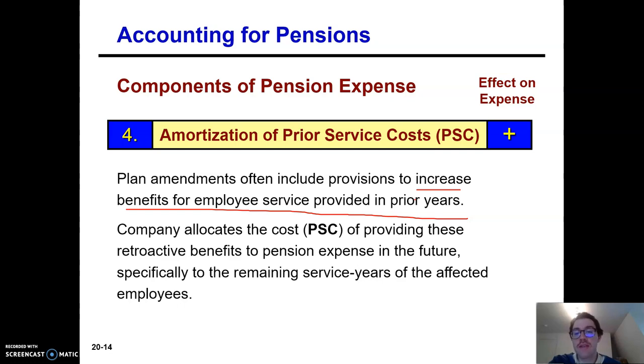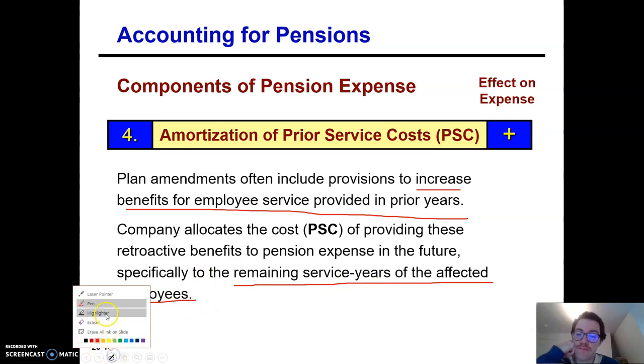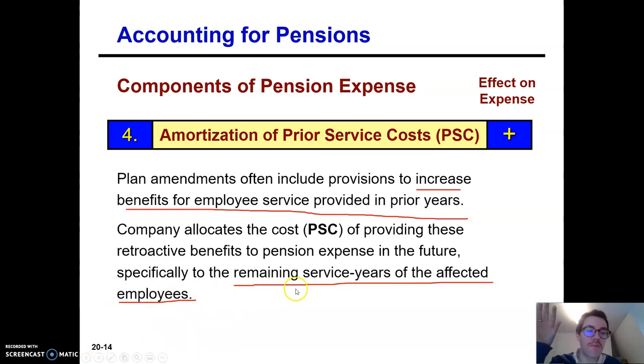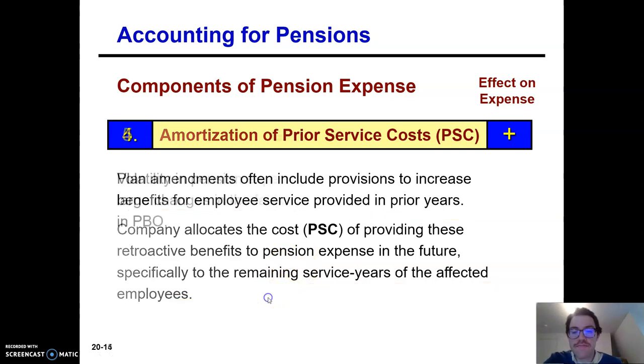What we do instead is we allocate the cost, the prior year service cost, of providing these retroactive benefits to pension expenses in the future. Specifically, we allocate it to the remaining service years of the employees affected by this provision. We can get into that in more detail about how that works, but conceptually, when you have this kind of amendment, you do not expense it all at once. That's the big picture. That's the long and short of it.